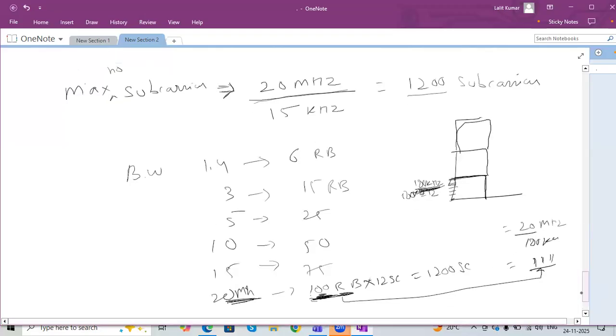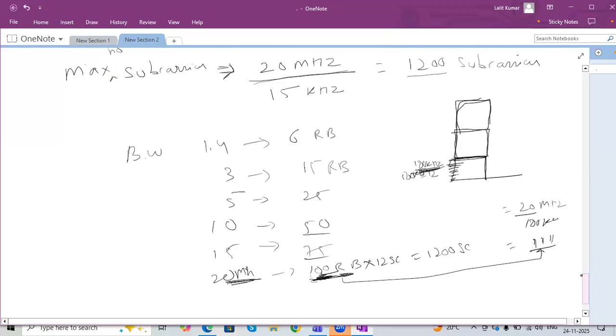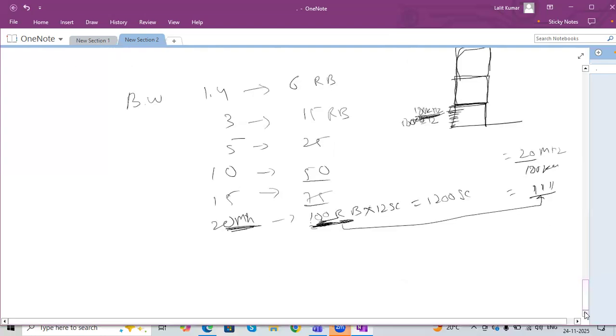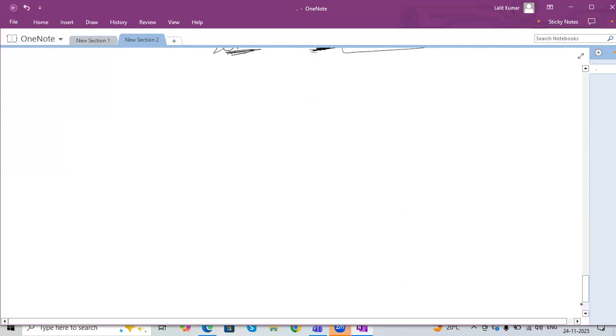But the calculation is the same. You will remember the number of subcarriers, and each subcarrier is 15 kilohertz. So we can get the concept of how it comes to 100 resource blocks, 75 resource blocks, 50 resource blocks like that. Our concept is 12 subcarriers, and subcarrier spacing is 15 kilohertz. Correct.